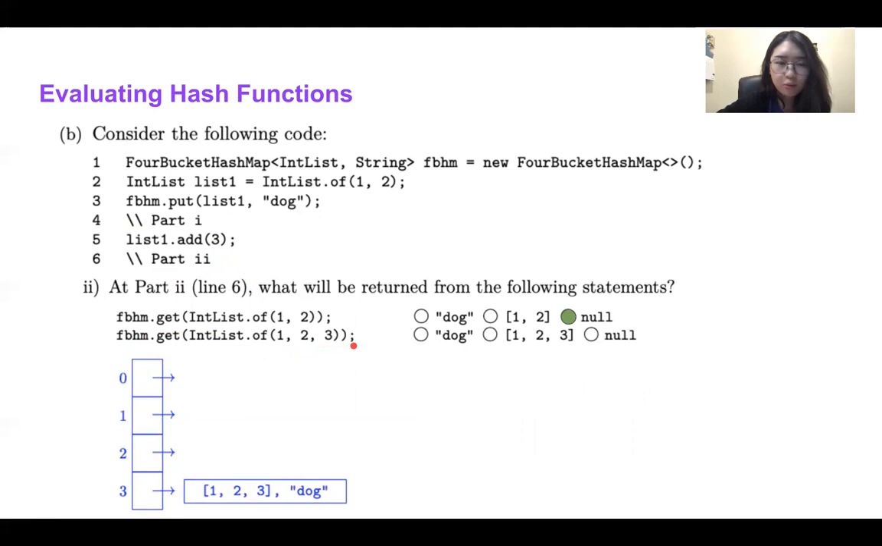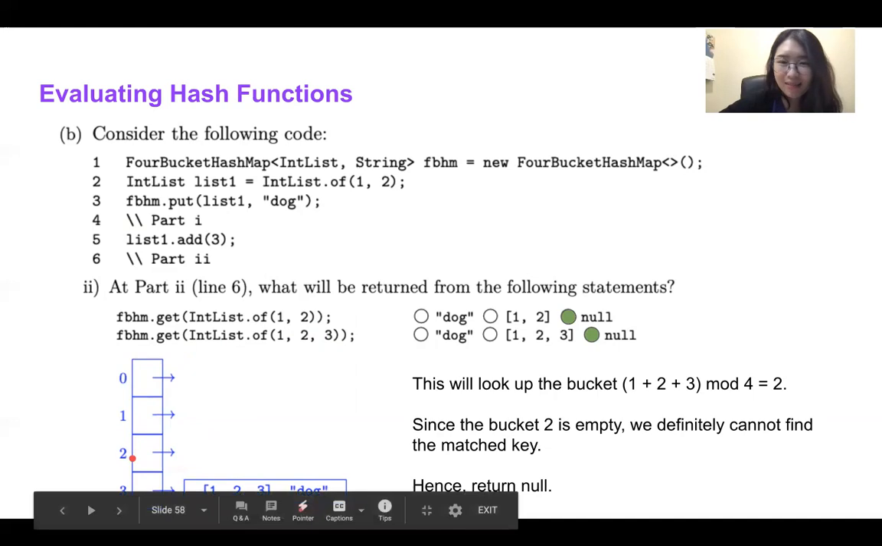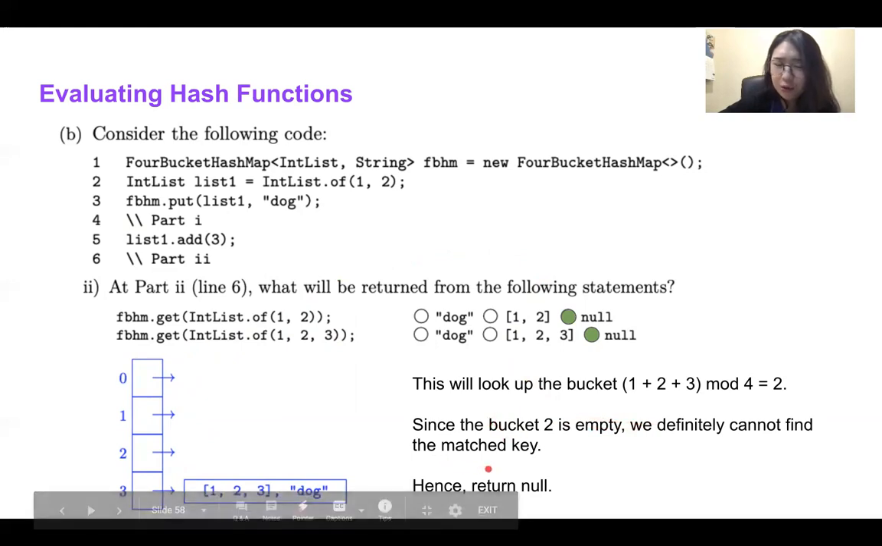So let's see what will happen with the second part, when we call 1, 2, 3. In this case, it'll be 1 plus 2 plus 3, which is 6, mod 4 is equal to 2. Then we will look for the key of 1, 2, 3 with some kind of value pair at index 2. But index 2 is empty, there's nothing there. So this will look up bucket 2, which is empty. We definitely cannot find any matching key, so here we just need to return null again.